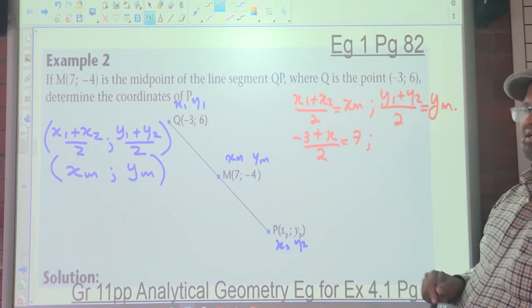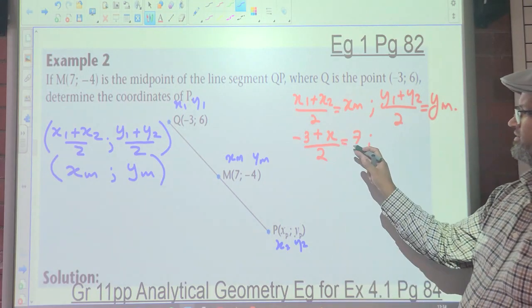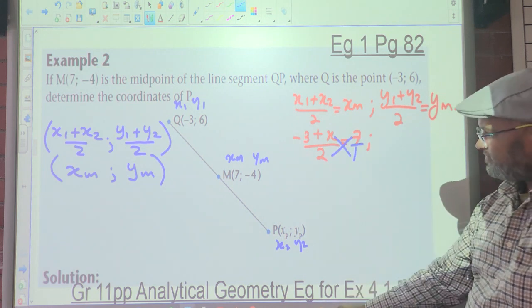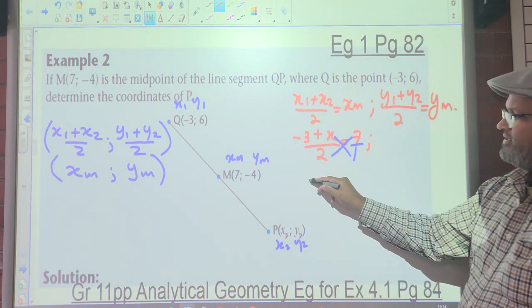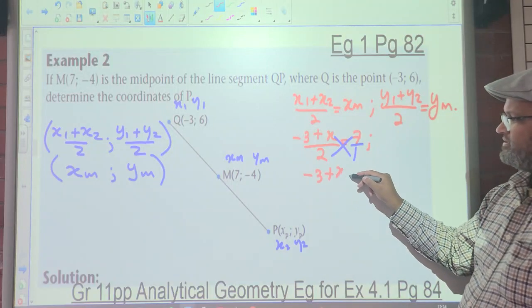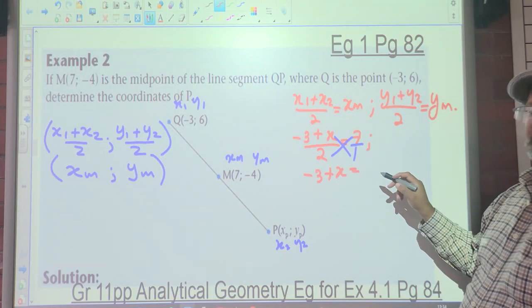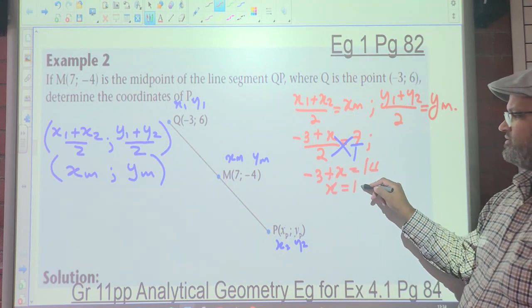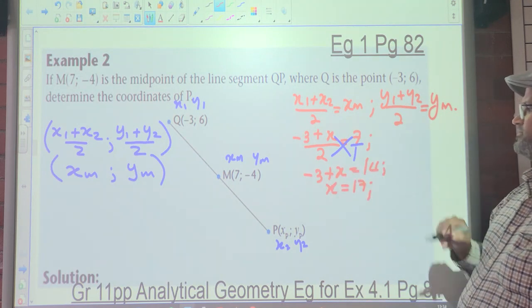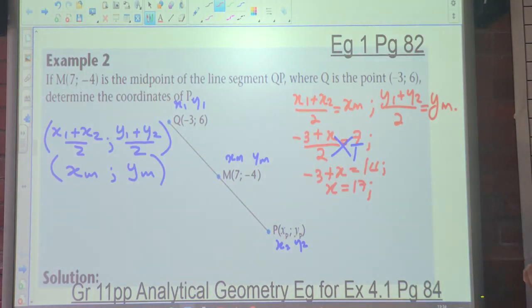You guys understand? So how do I solve for x here? Cross multiply. Negative 3 plus x times 1 is negative 3 plus x. What's 7 times 2? 14. Take the 3 over the equal sign, so x is equal to 17. Okay.